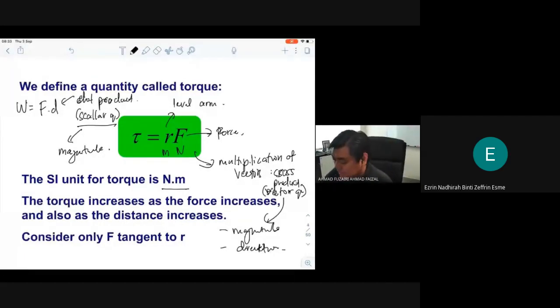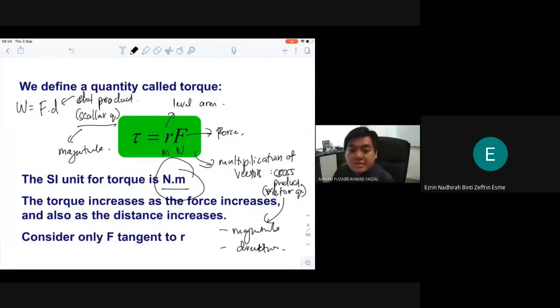So both complement each other. When R increases, F also increases, and torque also increases. Either one: maybe R will increase, force maintains the same value, so the torque will increase. But if the force increases and R maintains the same value, the torque also increases. And please remember that the SI unit for torque is Newton meters.